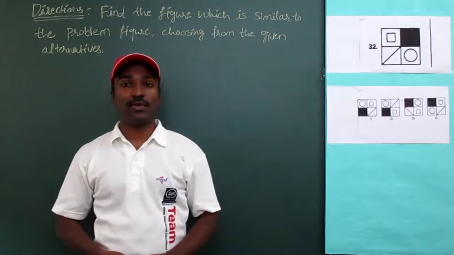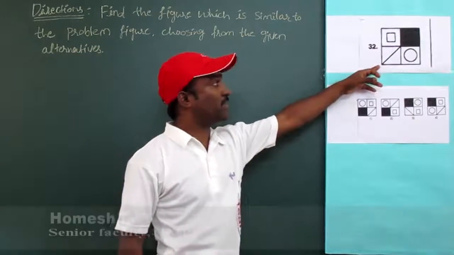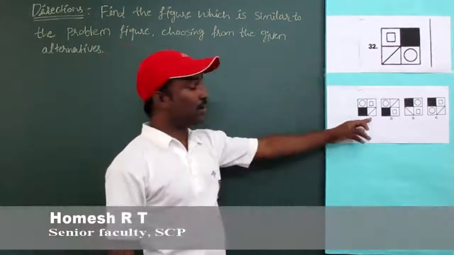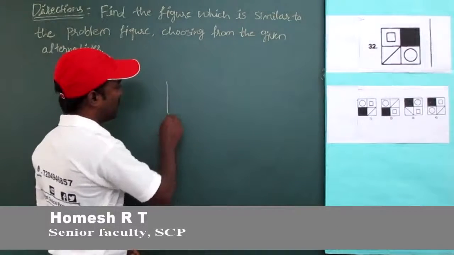Well friends, here is problem number 32. Yes, the given figure is here and we have to find the exact or similar figure in the given alternatives. So if you observe the given figure, I will draw that figure here.